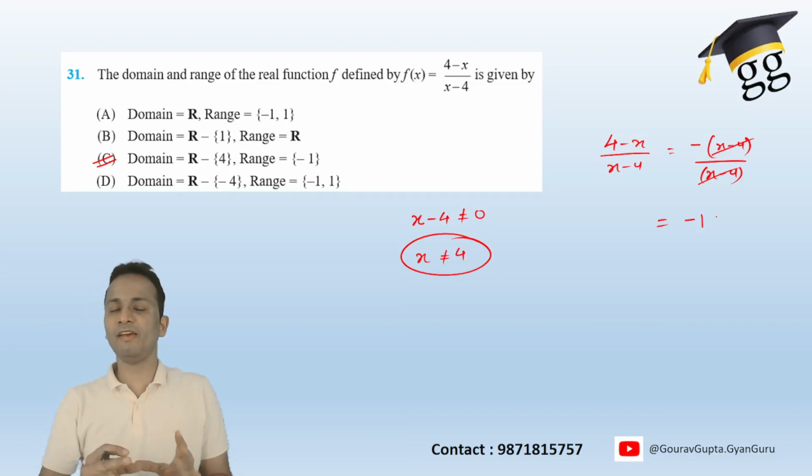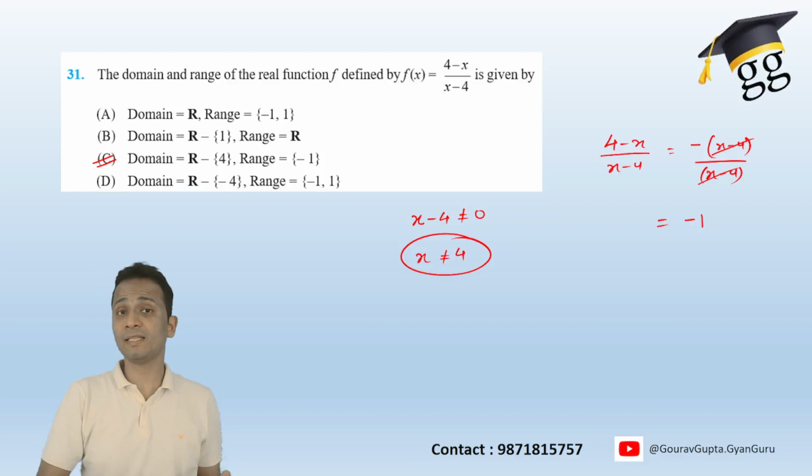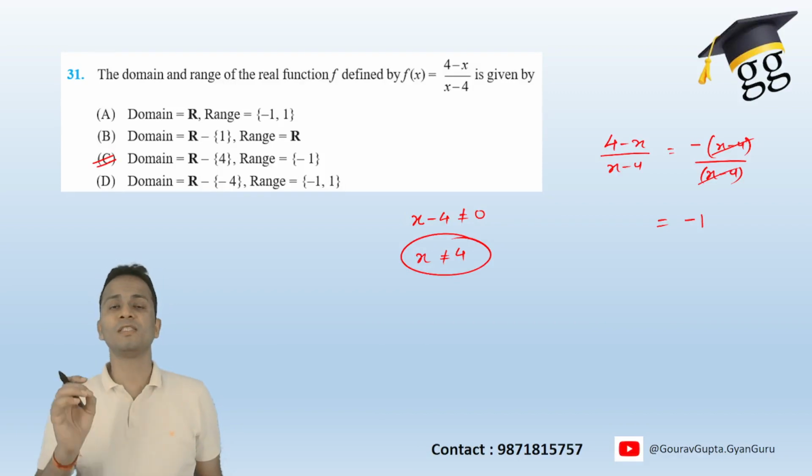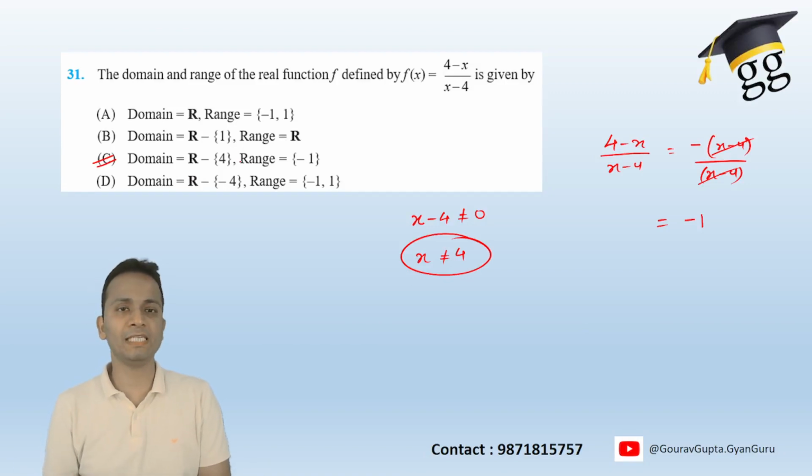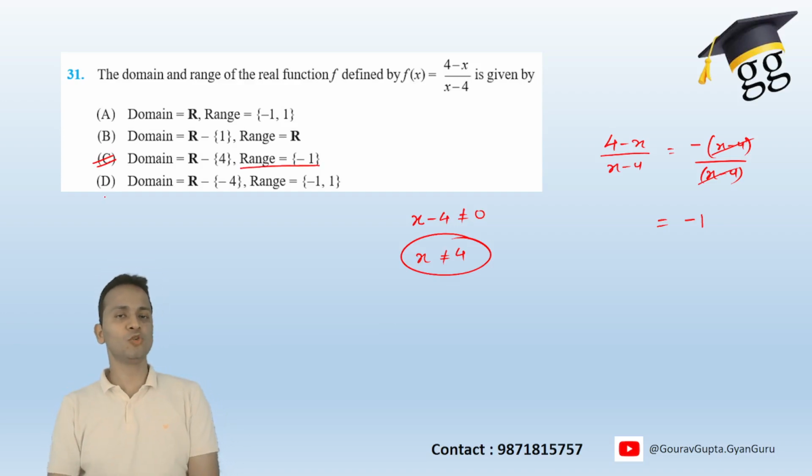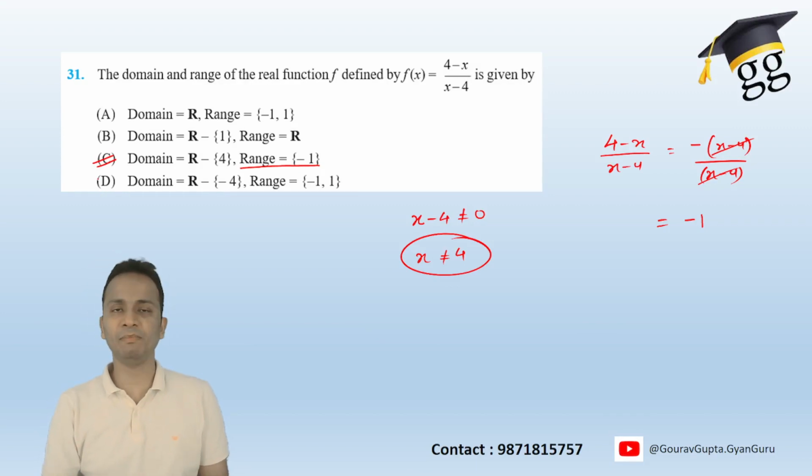So for every value of x other than x equal to 4, the value of this function will be equal to -1. So you can say that the range of this function will be -1. And this is what is written in option C, that is the range is equal to -1 other than x equal to 4. Okay, so option C can be marked as your answer.